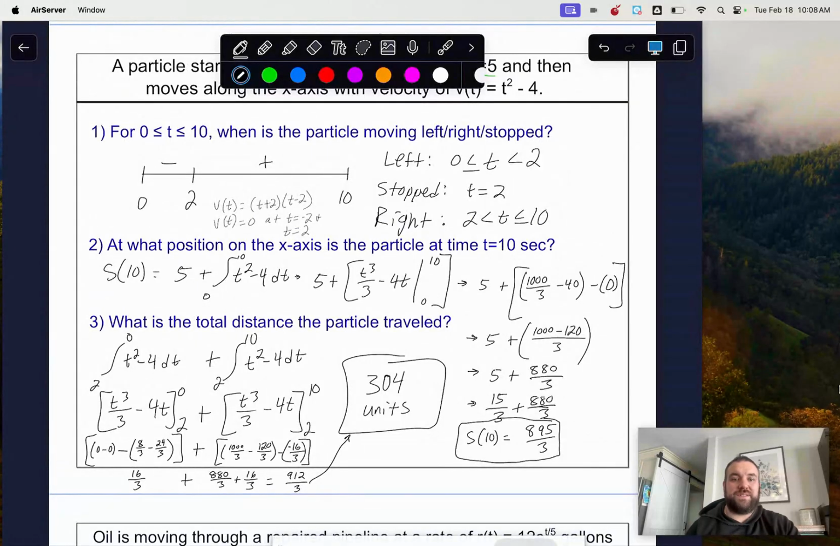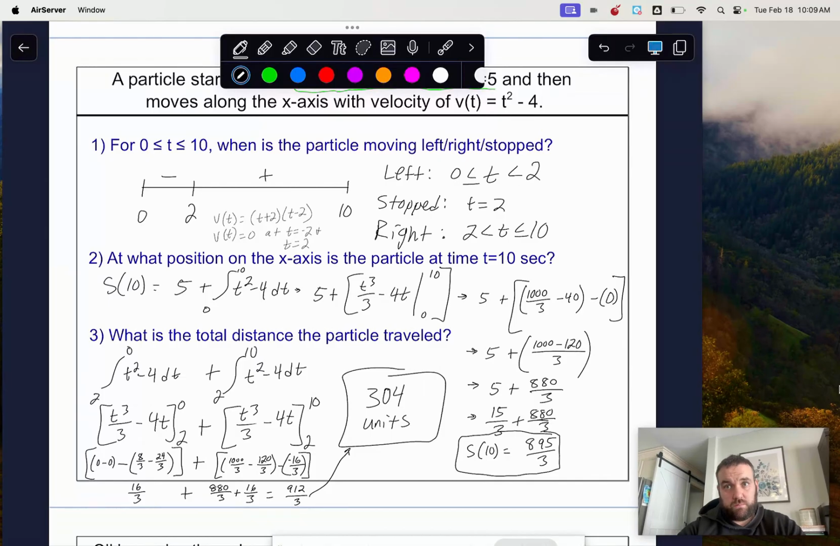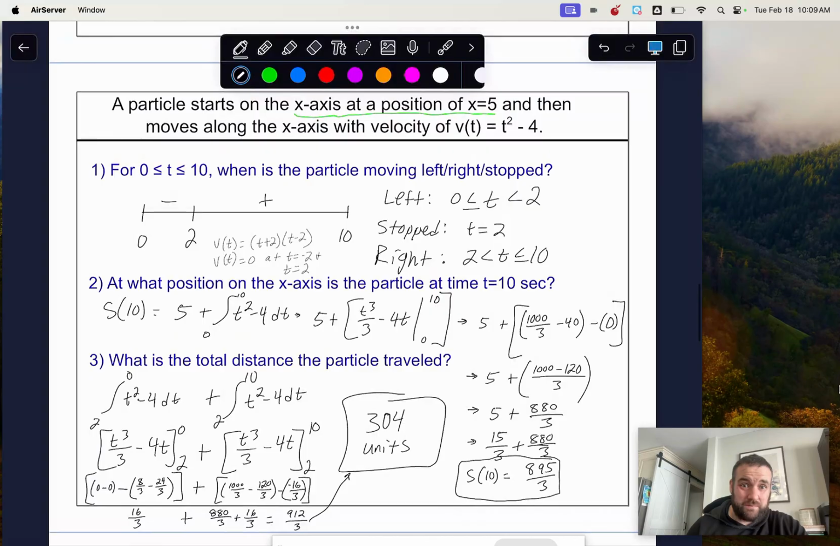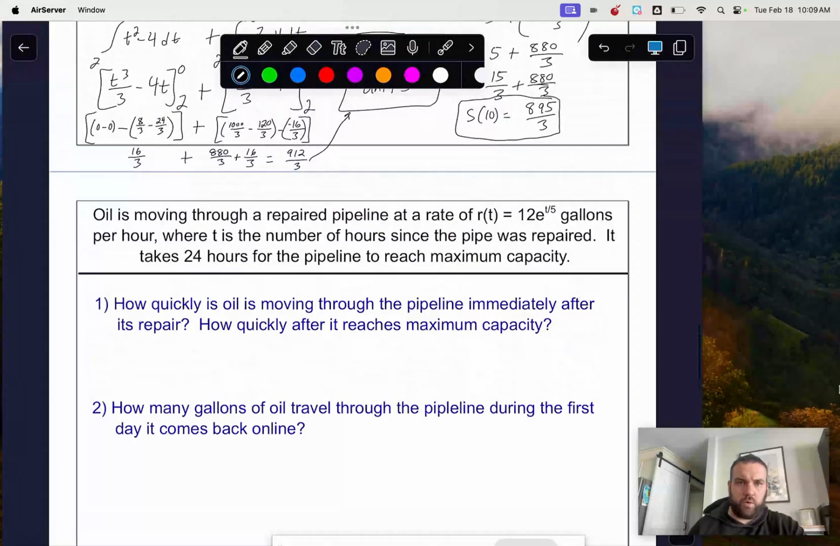so the position at time 10 is 895 over 3, which is, whatever, 298.3. But the actual distance traveled in those 10 seconds is 304 units. So that is kind of the main difference between position, asking about final position, so asking about displacement, versus total distance traveled in a time frame. Okay. A lot of math going on there, but hopefully that illustrates the difference. We'll do a couple more here real quick.